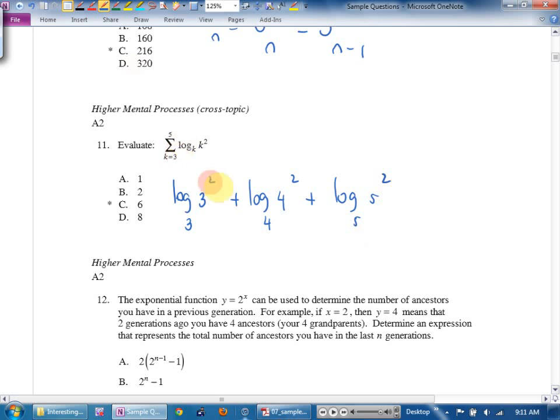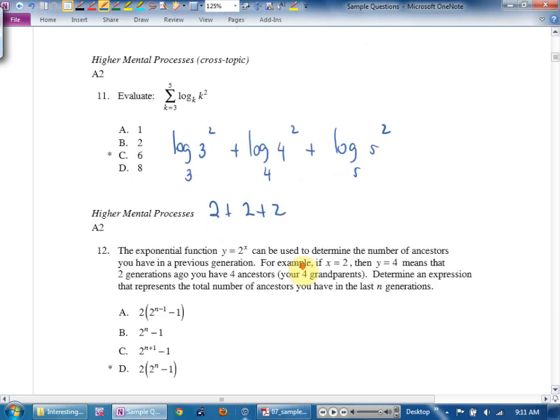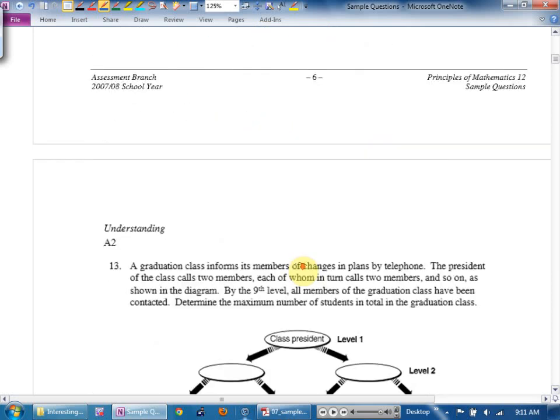What can I do with this exponent? In fact, then I'll have 2 times log base 3 of 3, which is just plain old 2 plus, and when I move this to the front, I'll have 2 times log base 4 of 4, which is just plain old 2. Oh, actually, this falls apart. You know what the answer is? 6. Pass that one.